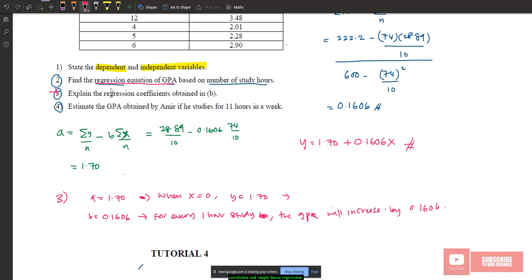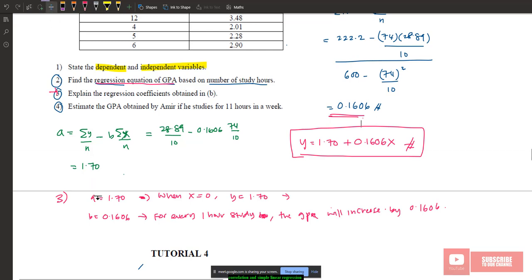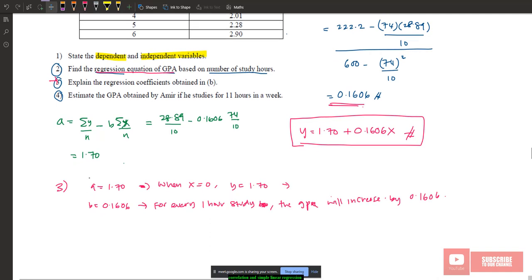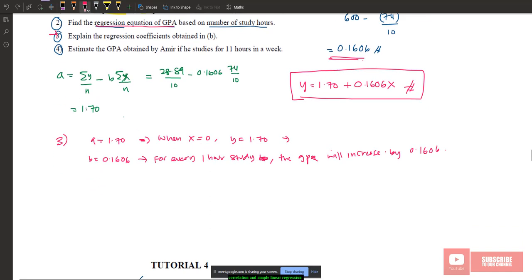So from the regression equation, right, we can also know the relationship of the two variables. If B is positive, then we can say that the correlation between the two variables is positive correlation, right? So this is question number 3, right? So interpretation of the regression coefficient.